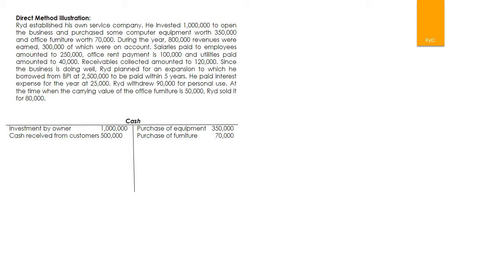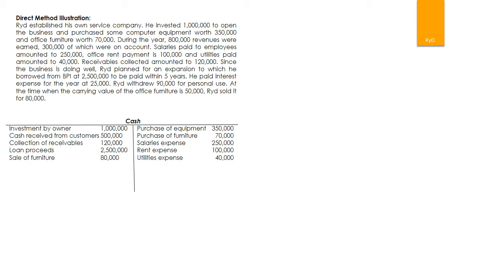And then we have purchase of furniture at 70,000. Then we have collection of our receivables at 120,000. We have payment of salaries at 250,000. And then we have our loan proceeds at 2.5 million. Why did we debit the loan proceeds, class? Because we received cash in return for the loan. And then we credit our payment for rent at 100,000. Then we have the sale of our furniture at 80,000.